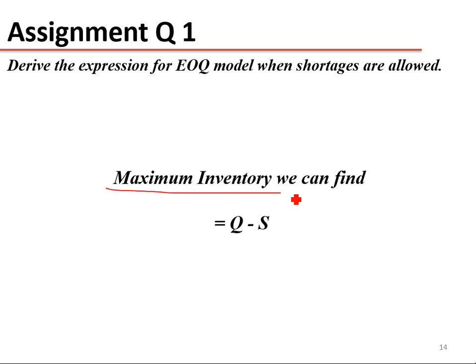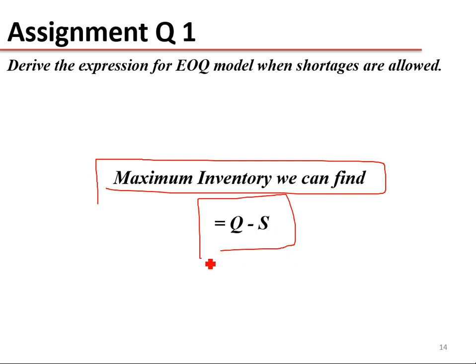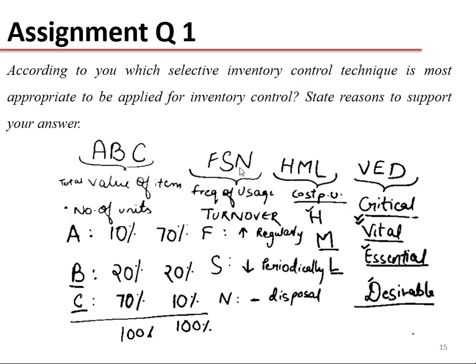And this is how we calculate the maximum inventory in hand, which is Q minus S. Now that you know the Q and S values, you put these two together and you get the maximum inventory you can keep. So this is how we can derive the expression of the EOQ model when shortages are allowed. This is the solution for this derivation.